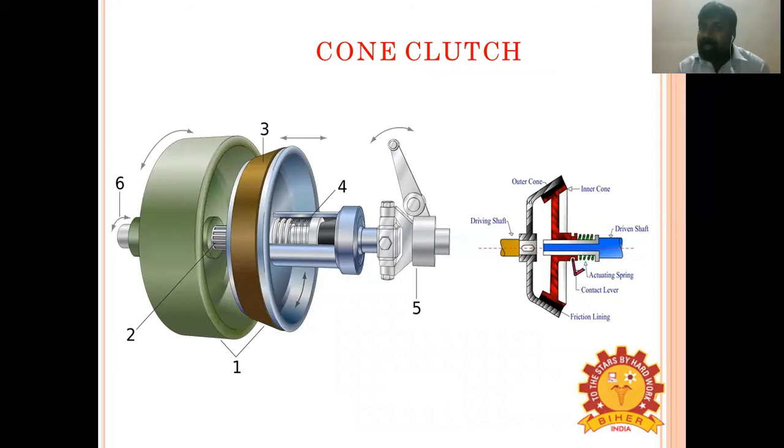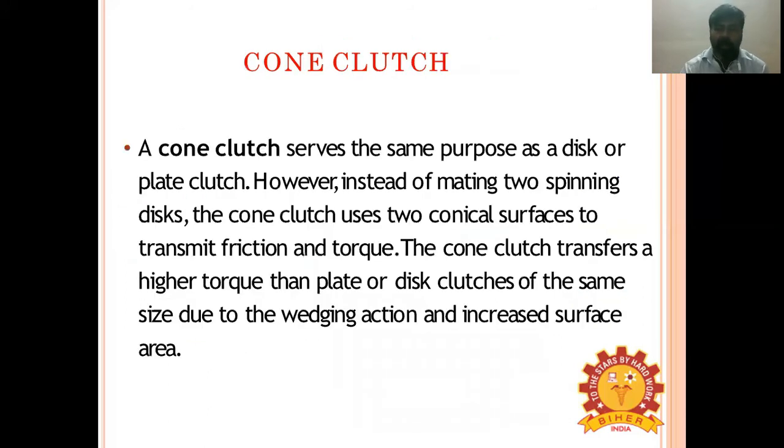For disengaging the clutch, cone B is pulled back by means of a lever system, compressing the springs, right? There is only one pair of friction surfaces in the cone clutch. Normally the slope angle alpha varies from 8 degrees to 15 degrees, right? So this is the importance of this cone clutch.